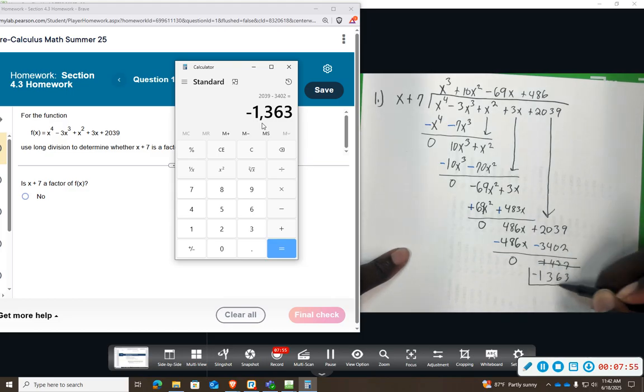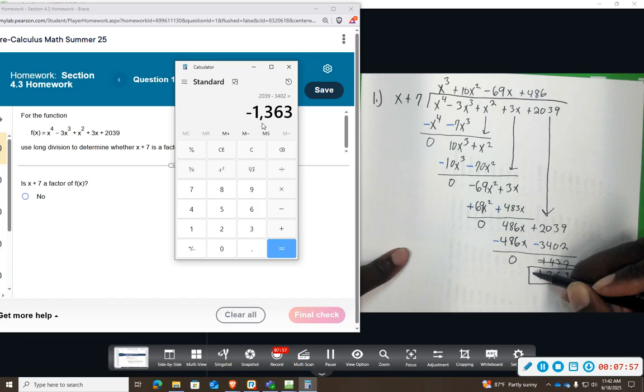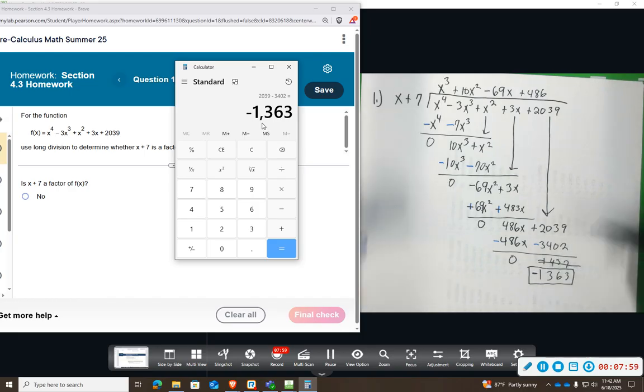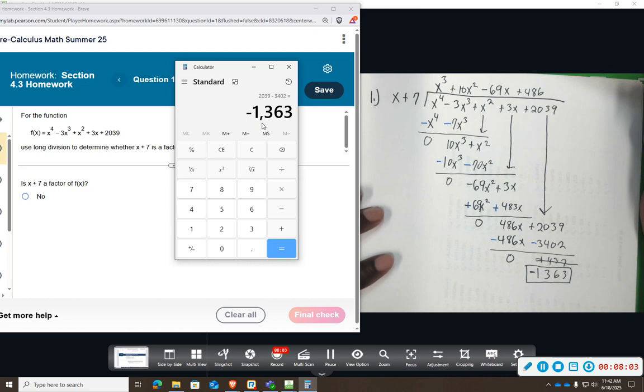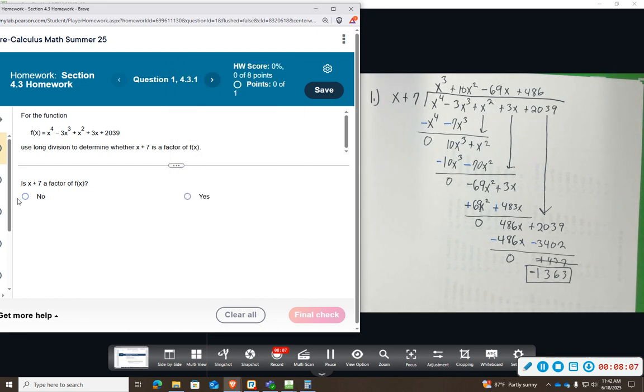So since this number did not end up being 0, that means that this is not a factor because it doesn't go in evenly. So we will say no, this is not a factor.